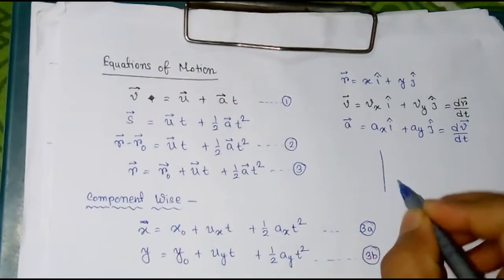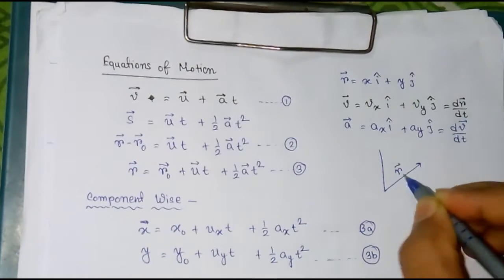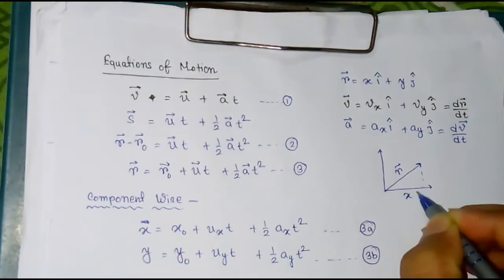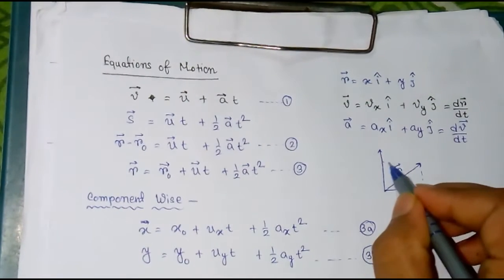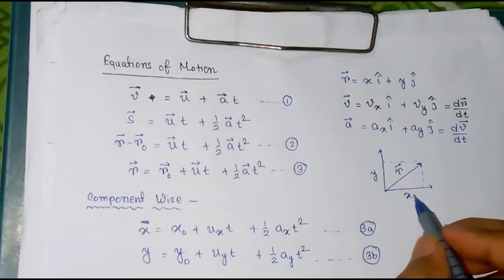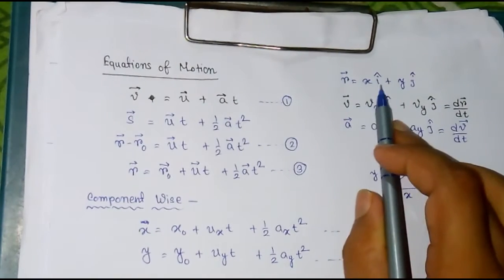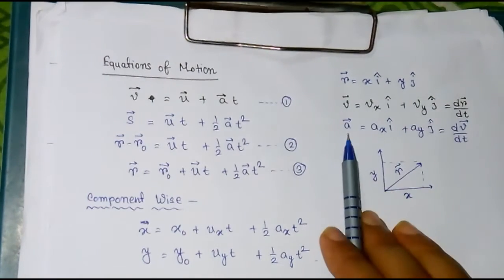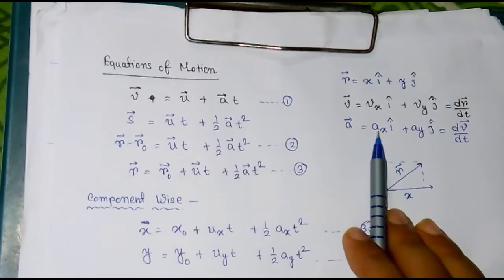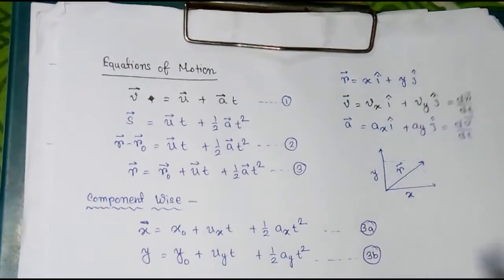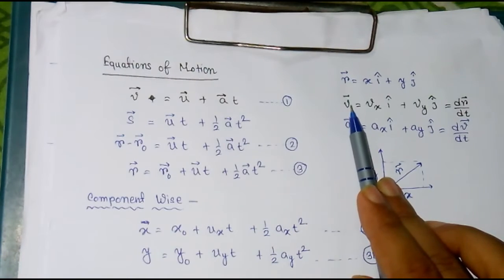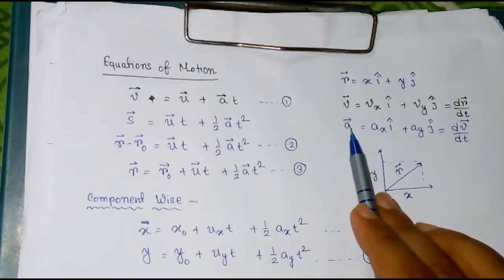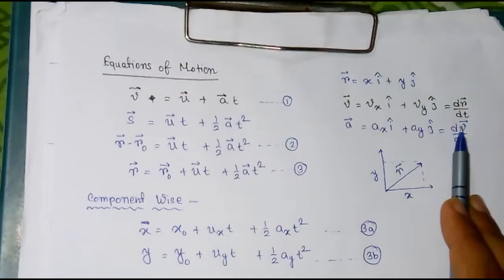Just like that, suppose a vector is this one, r. It can be divided into two components, along the y direction and along the x direction, and the magnitude is x in the x direction and y in the y direction. So we can write it this way: r equals x i plus y j. Similarly, a velocity vector can be divided into two components, and an acceleration vector can also be divided into two components. And I think you all know that instantaneous velocity is defined as dr by dt, whereas acceleration is defined as the change in velocity with time, dv by dt.